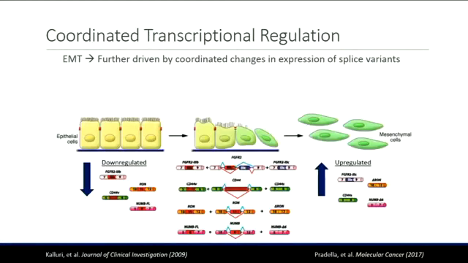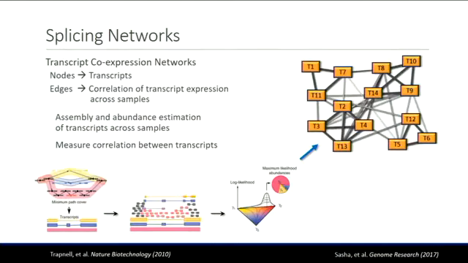So bringing up the EMT example again, not only is EMT driven by coordinated changes in gene expression, but it's also driven by coordinated changes in the expression of distinct splice variants. So how can we study coordinated splicing on a systems level? There have been different approaches to look at a network view of splicing, one of which is a transcript co-expression network, where our nodes are transcripts and we look at the correlation of the transcript expression across samples.